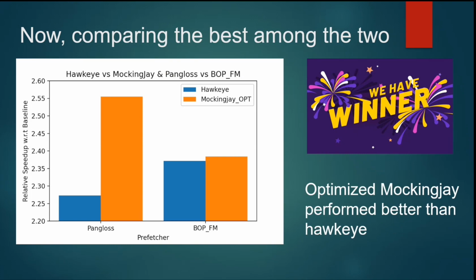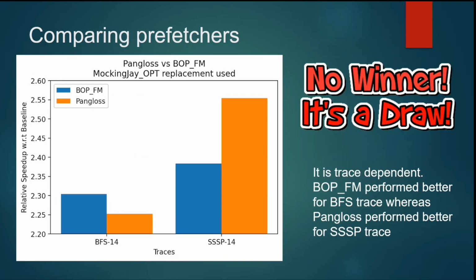After this, we finally compared our best two replacement policies, Hawkeye and our improved version of Mockingjay, and observed that Mockingjay is performing better. Now, keeping the replacement policy fixed as Mockingjay, we compared our optimized best offset prefetcher and Pangloss and saw that the results are trace dependent.